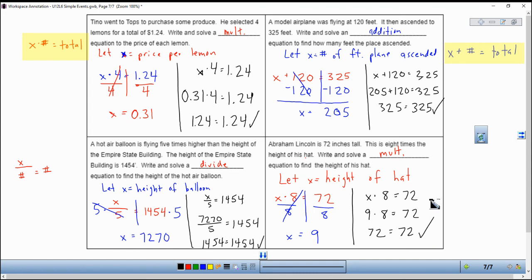Okay, now notice there are 2 of them that are a multiplication. That might be a hint there. 2 of them are multiplication equations. We are preparing for the final exam. That may be a hint.